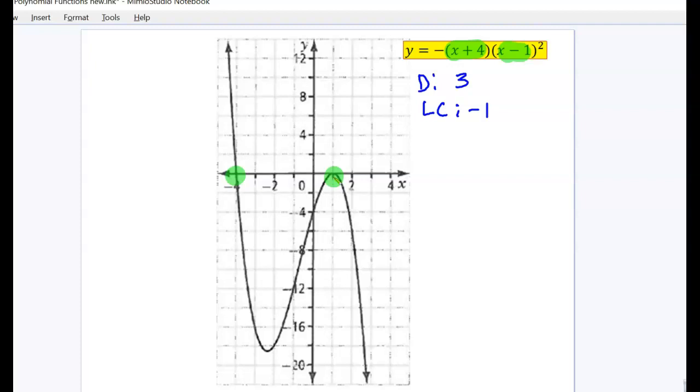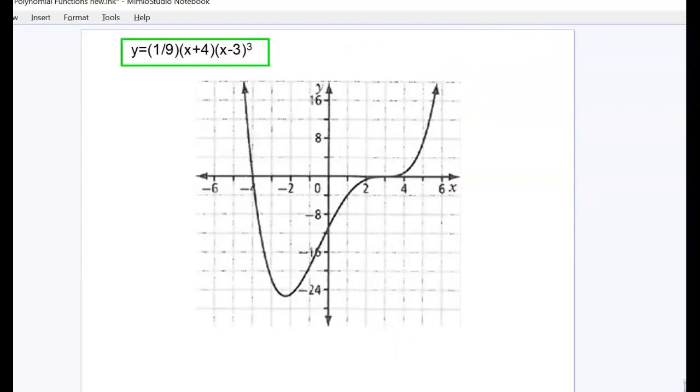And if we look at the factors in the equation, x plus 4 has an exponent of 1, x minus 1 has an exponent of 2. So these exponents are called the multiplicities. If the multiplicity is 1, then the graph passes straight through the zero of that factor. If the multiplicity is 2, then the graph comes up and forms a parabola at that zero of the factor.